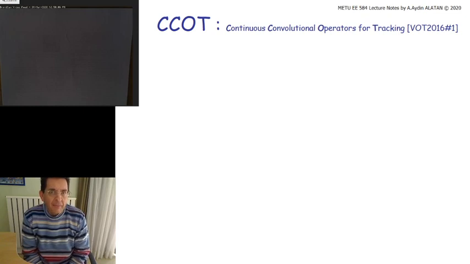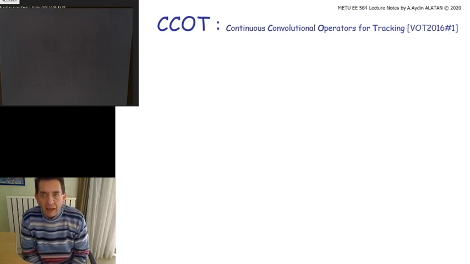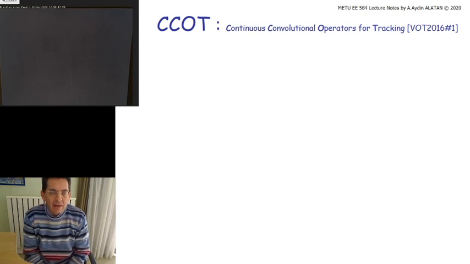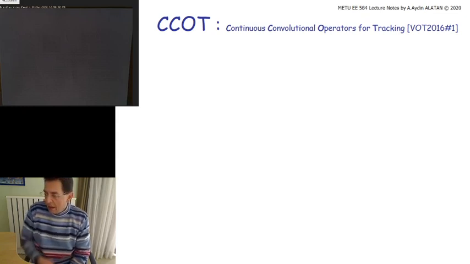Now the next one is called CCOT, the continuous convolutional operators for tracking. Before starting, let me tell you that this method is also very powerful, and it won the 2016 VOT Challenge. And it gave very good results in the next year as well. It's a very strong, interesting algorithm.